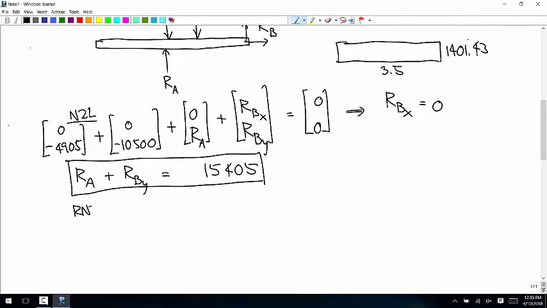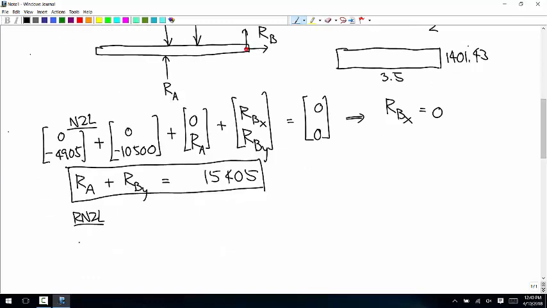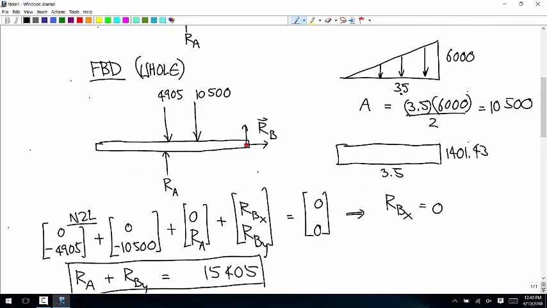And then the moment equation. I'll use, I guess, the midpoint as the about point. That'll get rid of 2 of those forces. So, no, I'm not doing that. That's crazy. I'm putting it over here. Okay, so first, the force of 4,905 has a moment arm of 1.75. And if the red dot is the about point, does this rotate clockwise or counterclockwise? Counter, that's positive.